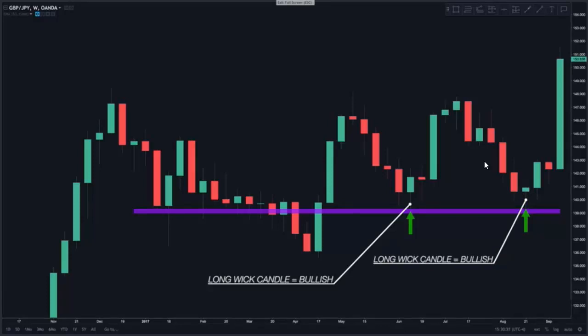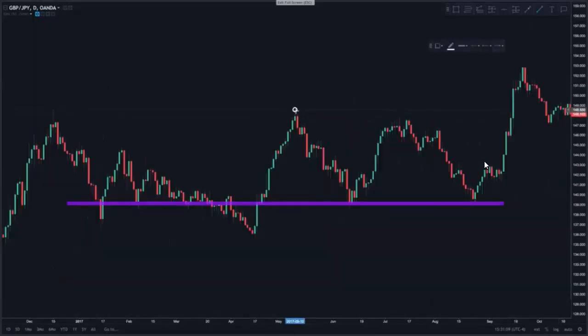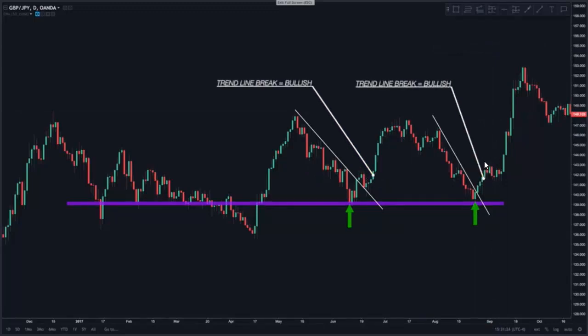And again, when it came up a second time, another long wick candle, which is again bullish. So the weekly time frame shows bullish price action at both these points. You again want to confirm this bullish bias on the daily time frame, so that the time frames are all saying the same thing and are confluent. So again, on the daily time frame at this level, there is a confirmation of bullish price action through the break of the trend line at both points, giving you both bullish price action on the daily and the weekly.